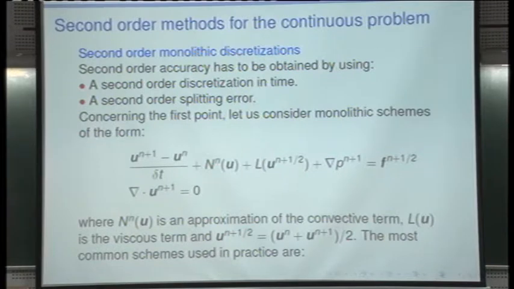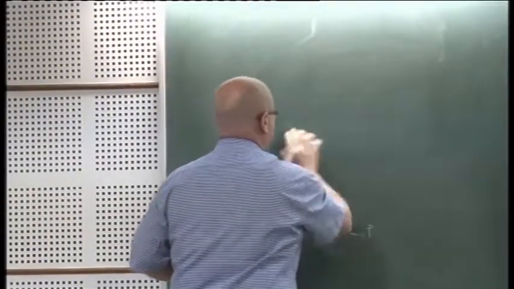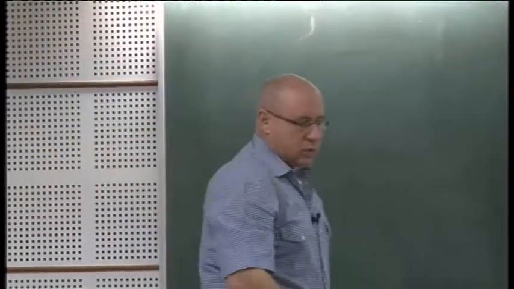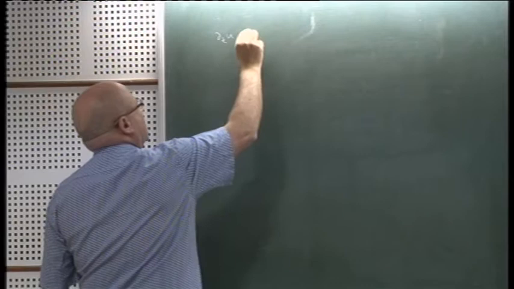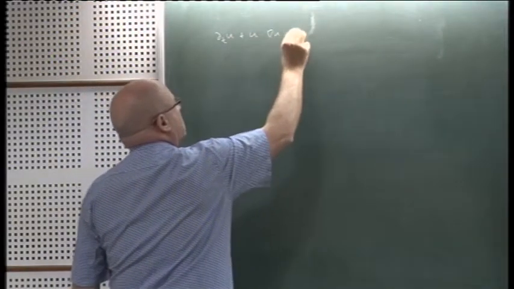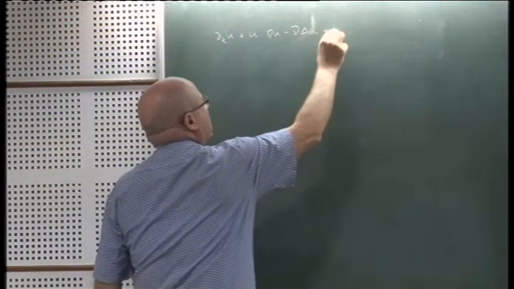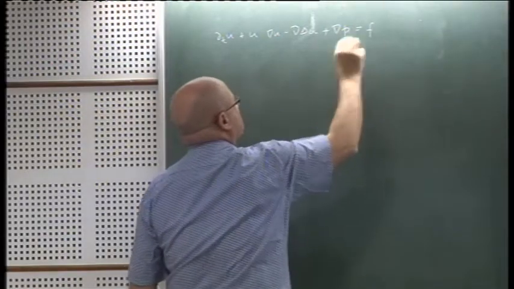In fact, once we know that we have a splitting method, one can design second order methods. So, to design second order methods, we want to solve this equation, the incompressible Navier-Stokes equation. So to design second order methods, we have to do, in fact, two things.